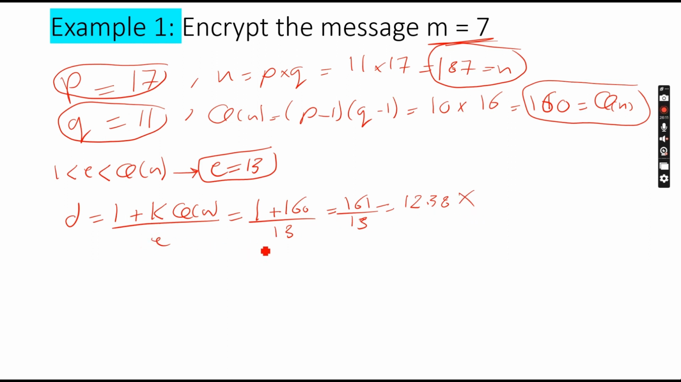So what if K equals 2? So if K equals 2, it will be what? It will be 162. No, sorry. So if K equals 2, it will be 1 plus 2 multiplied by 160 over 13. So let's see on the calculator.